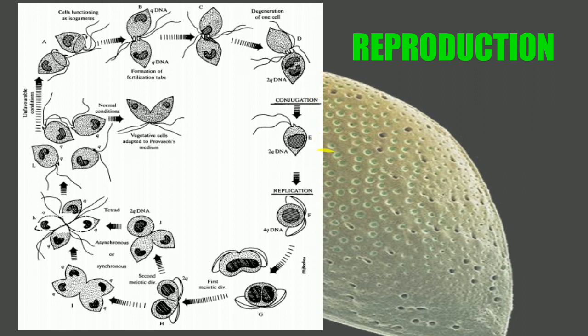The nuclei fuse to form a diploid nucleus, and now this diploid nucleus is going to undergo meiosis. The diploid nucleus is called the zygote, and that undergoes meiosis to form four haploid nuclei. Each of these four haploid nuclei gets covered with a layer of protoplasm, and a cytoplasmic membrane is formed over there. So we now have four cells that are being released. Four haploid Exuviella are arising from this sexual reproduction.